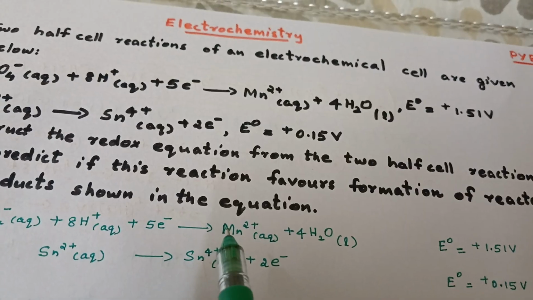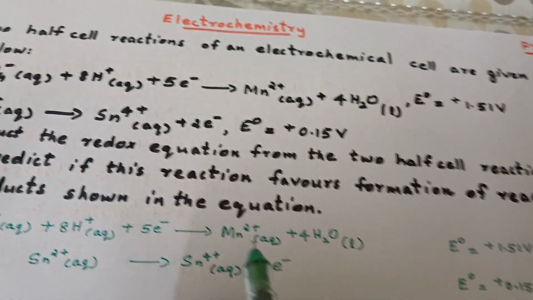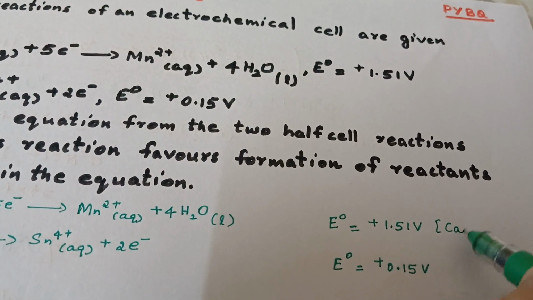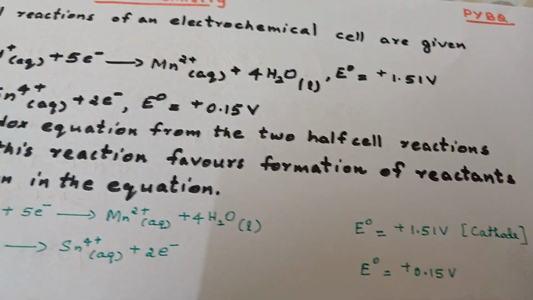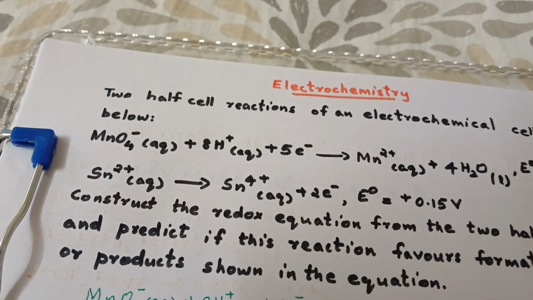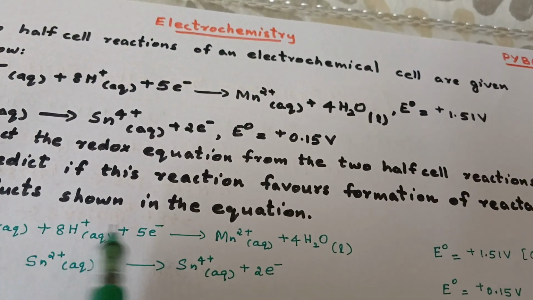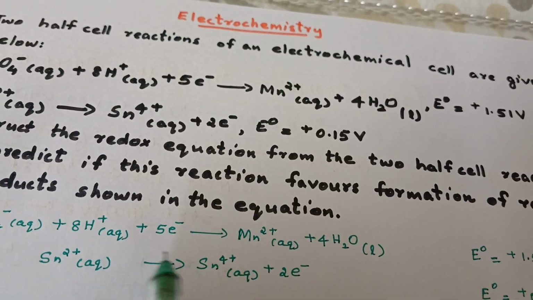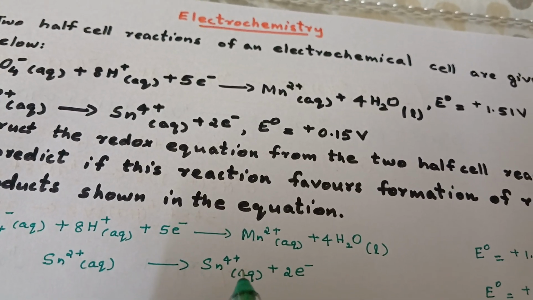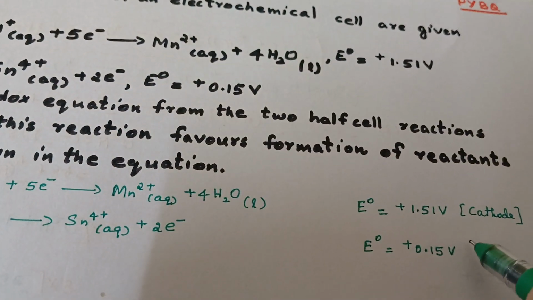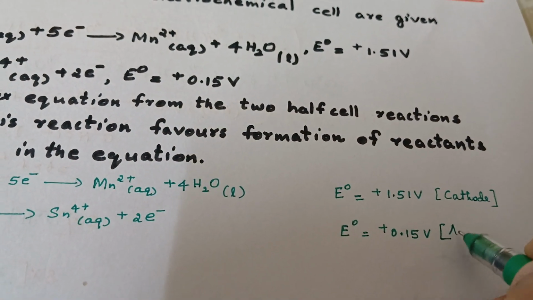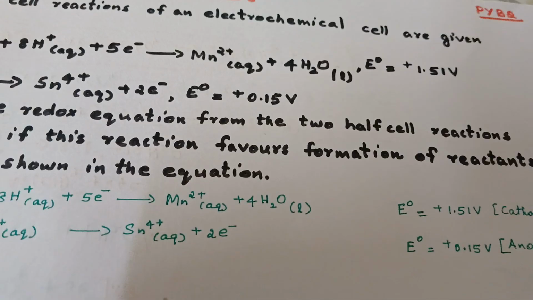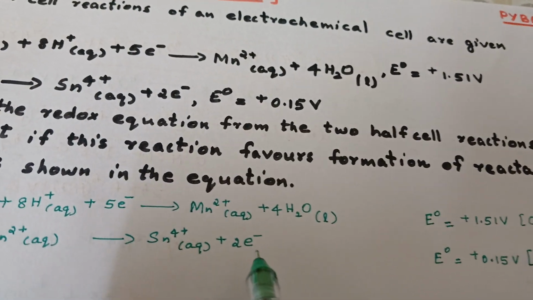Now reduction happens at the cathode, so this E0 value is for the cathode. And there is a difference of 5 electrons, plus 7 is becoming plus 2. Here Sn2 plus is getting oxidized to Sn4 plus. Oxidation happens at the anode, so this E0 value is that of the anode. Now there is a difference of 2 electrons.